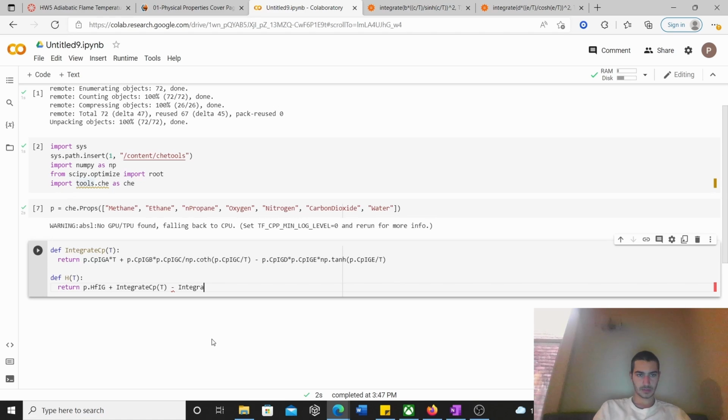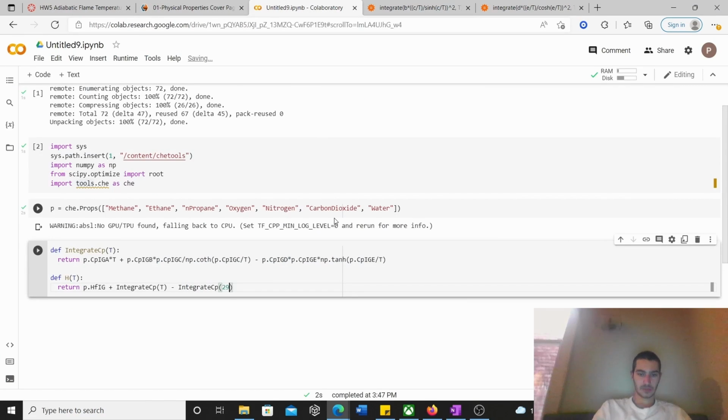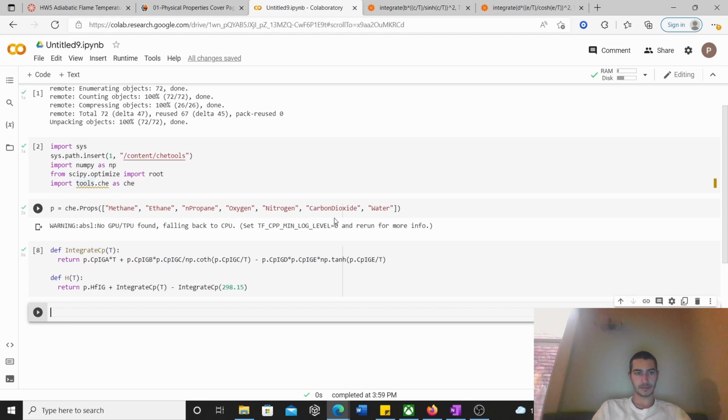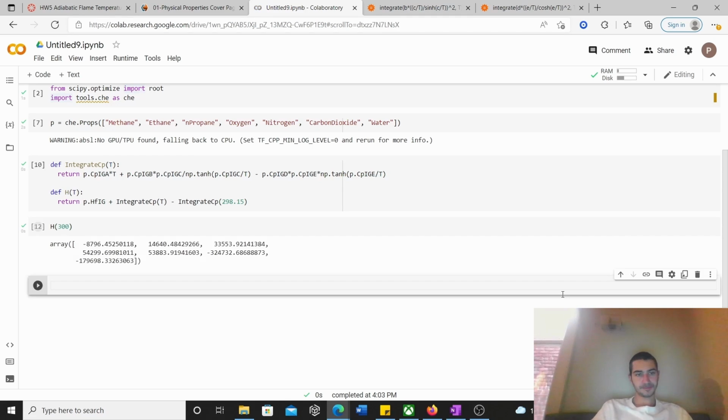Put integrate Cp. And then if you go back, we see that we're given a value of standard state temperature, which is 298.15 degrees Kelvin. If you put that in, 298.15, let's hit Shift Enter. Right. So now we check this out, see if it's all good. So if we put the enthalpy, say, of 300 degrees Kelvin, see what happens.